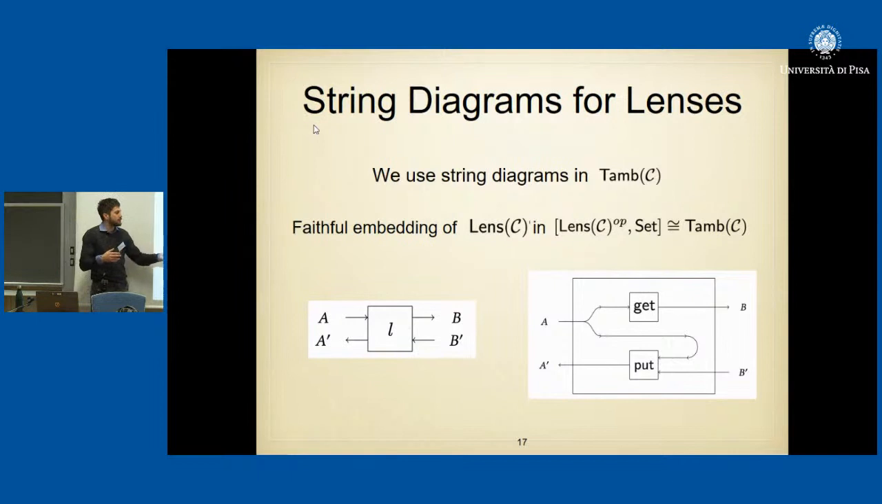Now, I'm not going into the details of how this category of string diagrams is actually defined. You can find this in the paper. I can also give you the reference afterwards. But anyways, this is what we are using here. When we use this notation of string diagrams to describe lenses, we are not cheating. We are just using this embedding. So we are still completely formal, but we are able to use a much nicer notation.